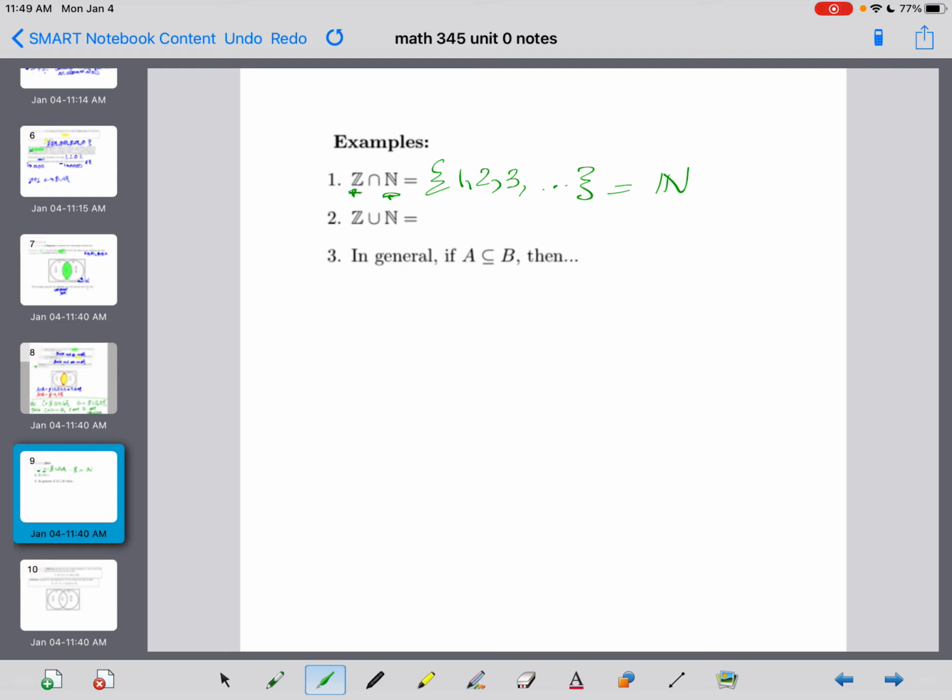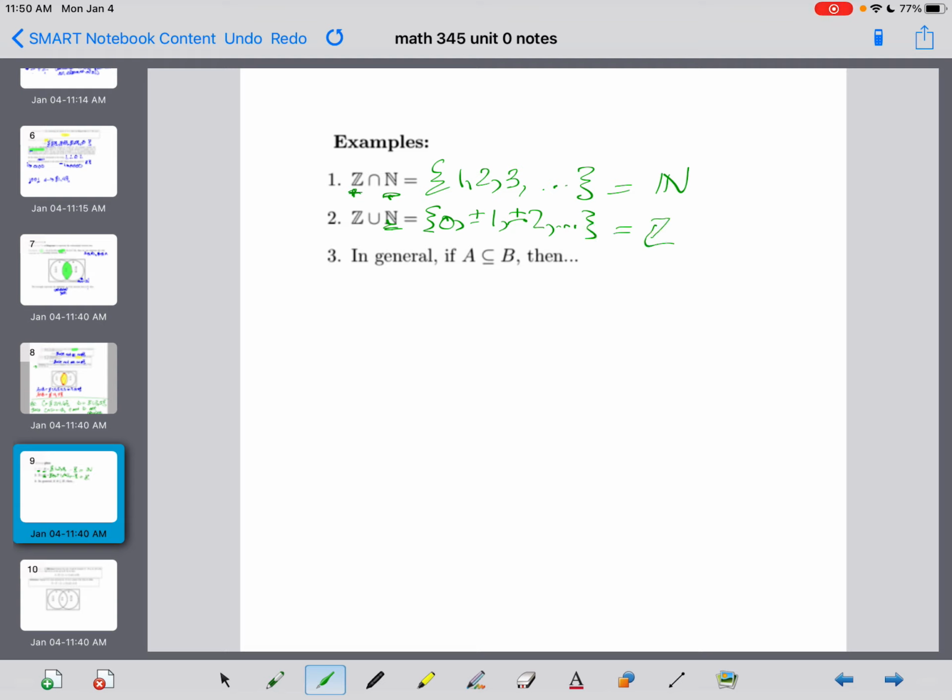Now, in the second case, if we wanted to union together the integers with the natural numbers, we just want to glom everything together into one big set. So we get all of our integers, all of our positive and negative whole numbers and 0, along with all of our natural numbers, except these natural numbers are already wrapped up in the integers. So we don't really get anything new here. We get 0, plus or minus 1, plus or minus 2, etc. So we end up getting the integers back again.